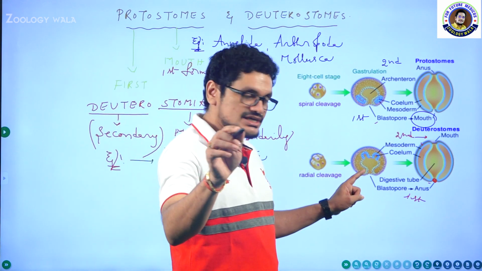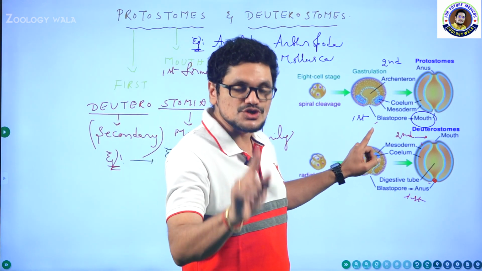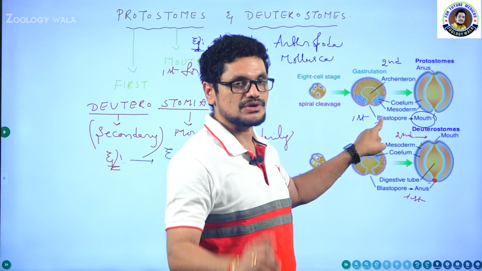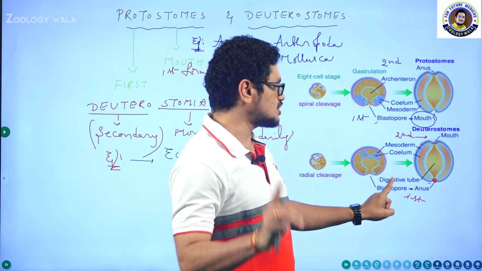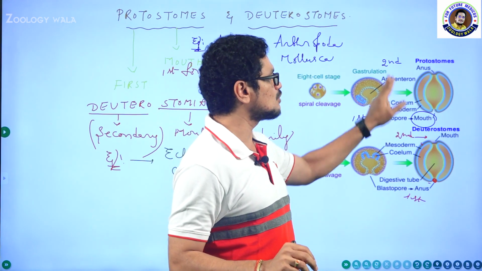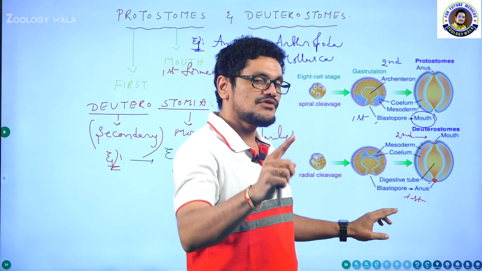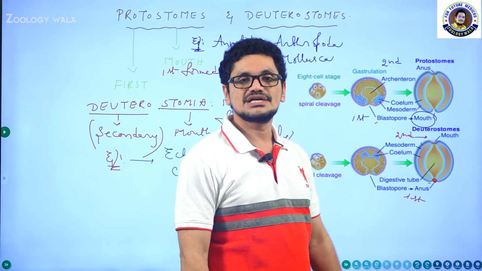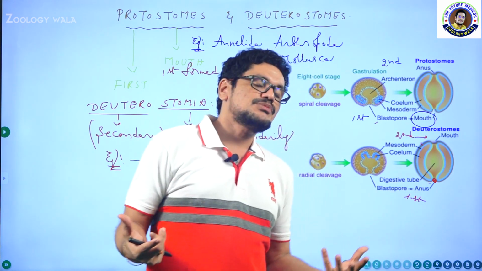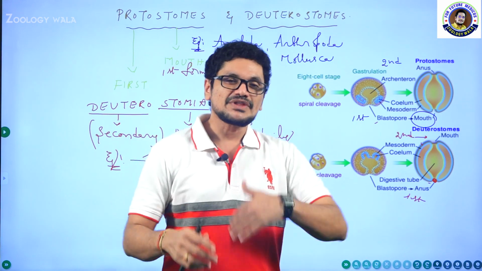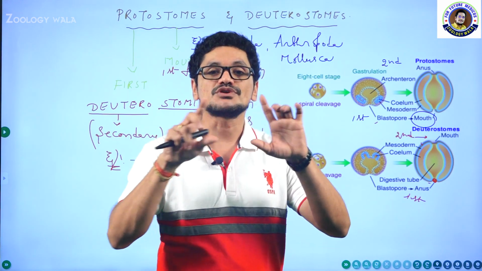My dear friends, see this image. We want to know only one opening here, the blastopore. First formed opening mouth, first formed opening anus. The first formed opening becomes the mouth in protostomes, and the first formed opening becomes the anus in deuterostomes. That's all about protostome and deuterostome conditions. And in the next session, I will explain the types of coelom.